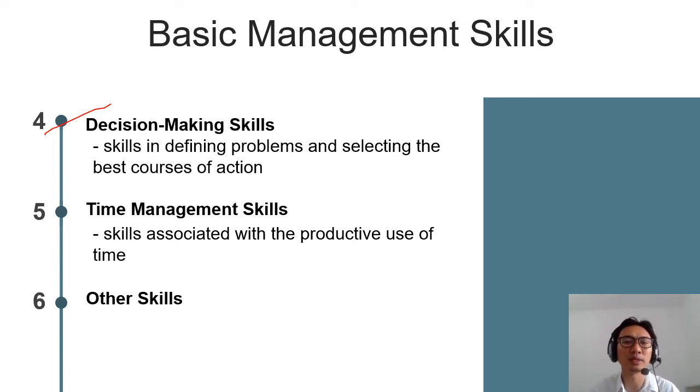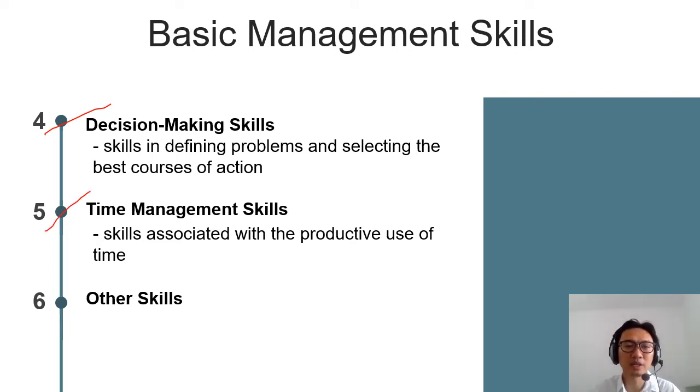This is decision-making skill. And normally this skill would involve a manager gathering data, gathering facts, identifying different types of solutions, evaluating different alternatives, and then implementing the chosen alternative. That's decision-making skill. Next one, we also have a time management skill.